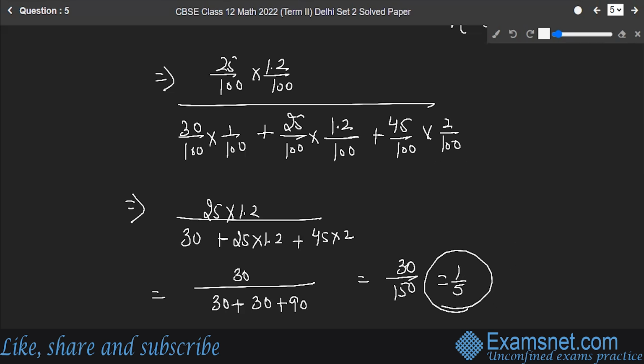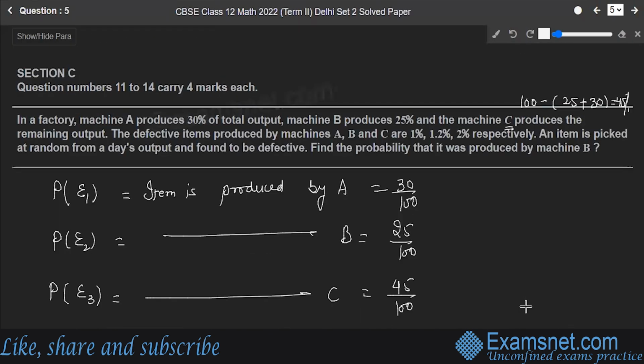So this is the answer to the question. The required probability is 1 by 5. That means out of 5, there is one chance that an item which is defective is produced by machine B. So with that, students, we have completed, actually there were 4 questions only for this particular set 2, CBSE class 12 maths 2022 term 2 Delhi set 2 paper.